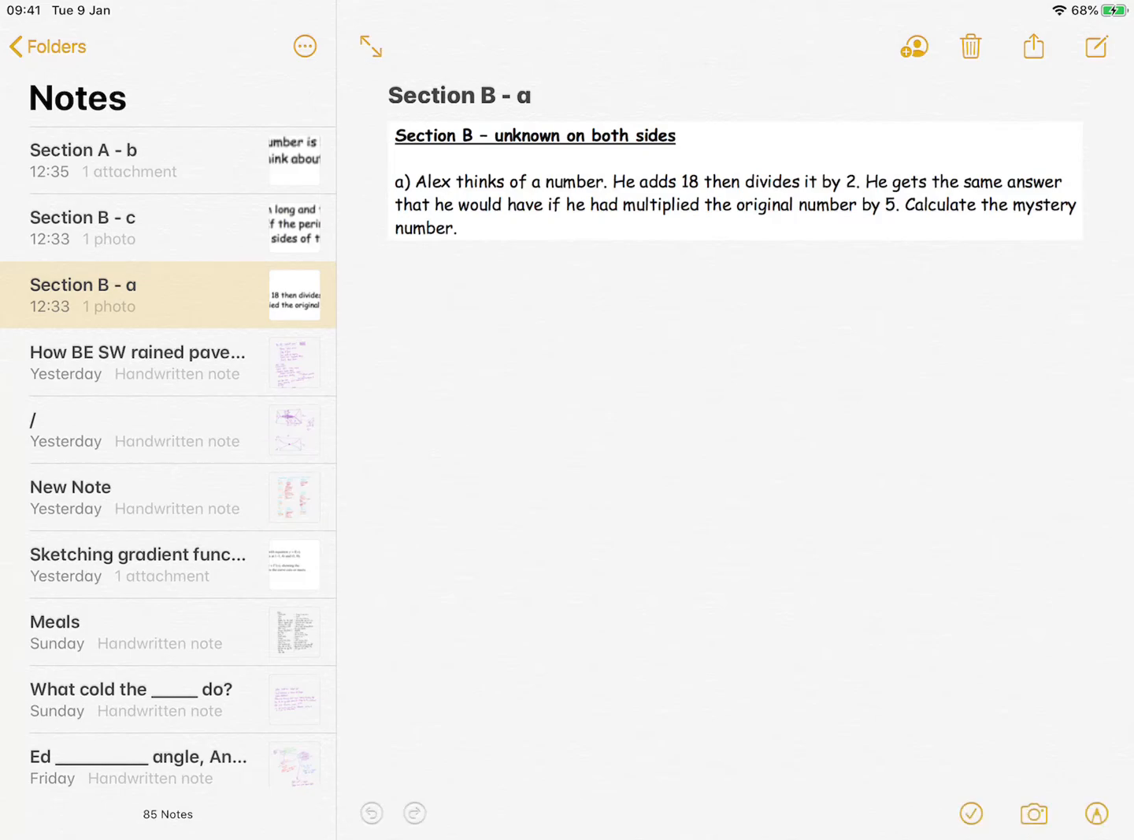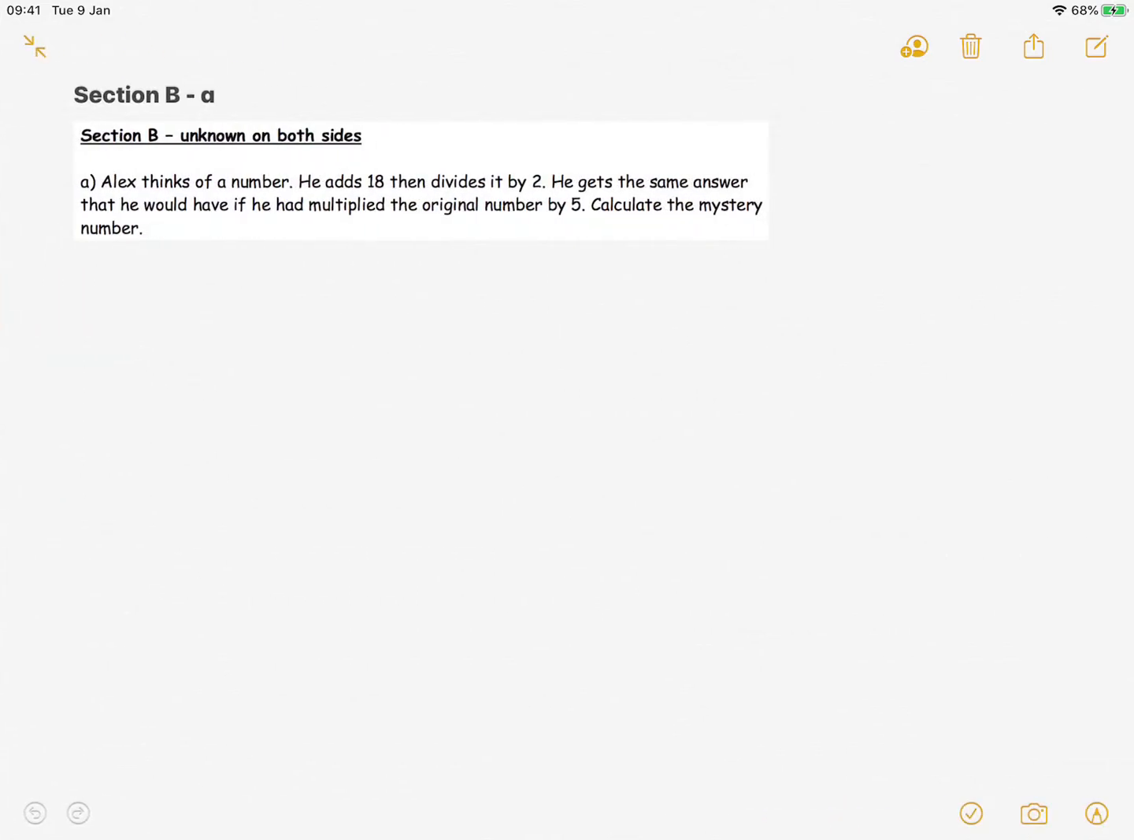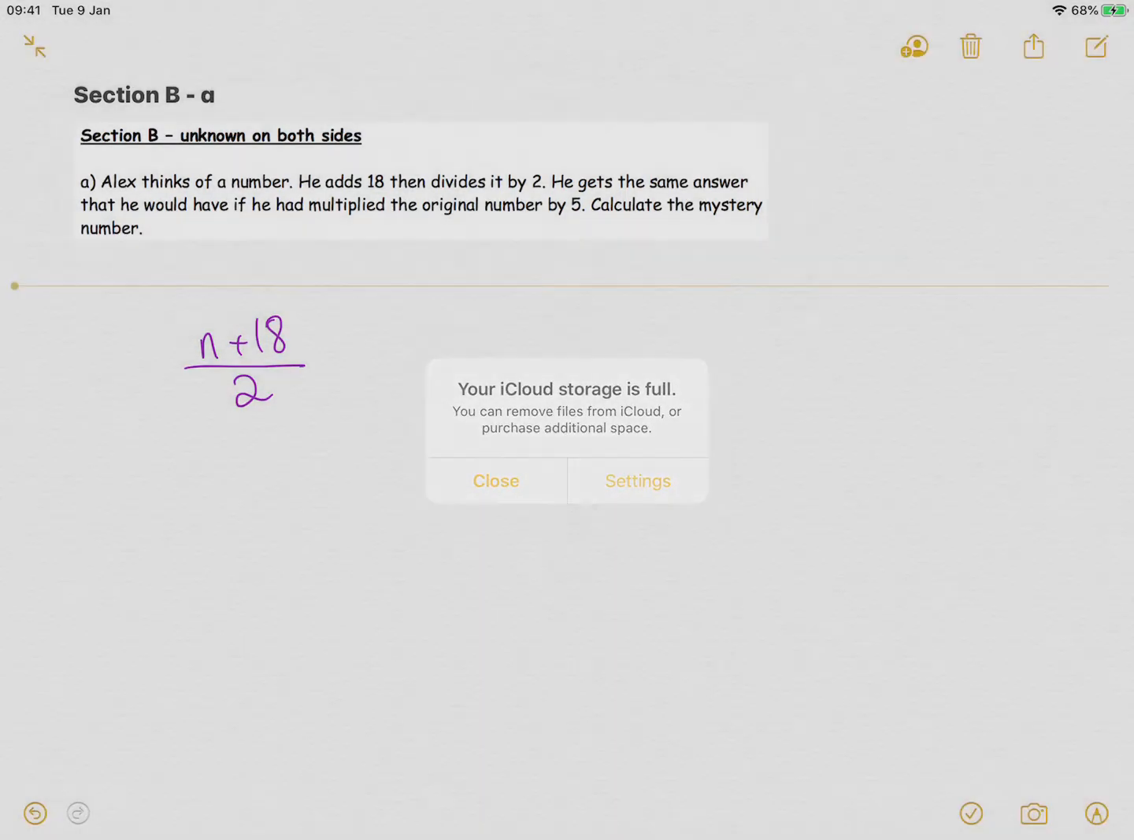Section B, A then, another one I had a question about. So you're given a bit of a hint here that you're going to be forming an equation with an unknown on both sides. So Alex thinks of a number, he adds 18, then divides by 2. So let's try and get an expression for that. If you think of a number, let's call it n, add 18, and then divide it all by 2. He gets the same number that he would have if he had multiplied the original number by 5. Calculate the mystery number.